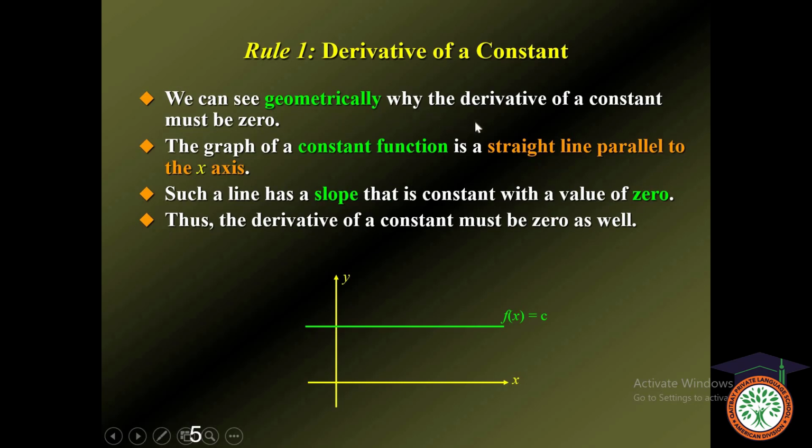Geometrically, the derivative of a constant must be 0. Why? Because the graph of any straight line parallel to the x-axis is called a constant function and its slope is 0. We studied before, a horizontal straight line parallel to the x-axis has a slope 0.